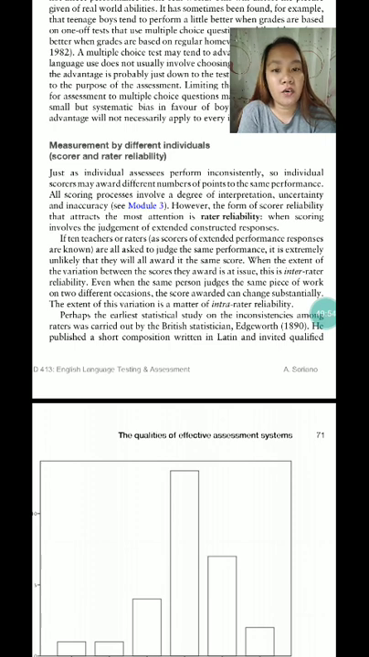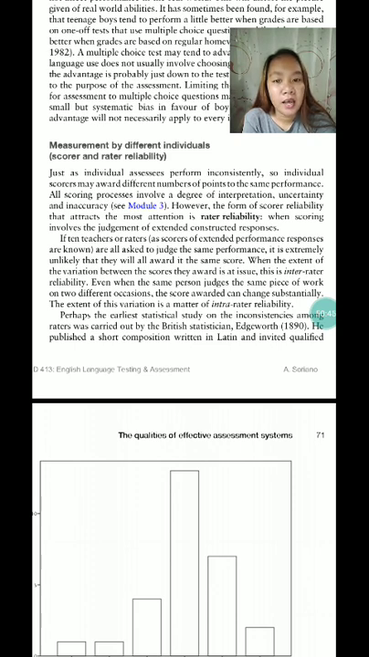If 10 teachers or raters of extended performance responses are all asked to judge the same performance, it is extremely unlikely that they will all award it the same score. The extent of the variation between the scores they award is at issue. This is inter-rater reliability. Even when the same person judges the same piece of work on two different occasions, the score awarded can change substantially. The extent of this variation is a matter of intra-rater reliability.